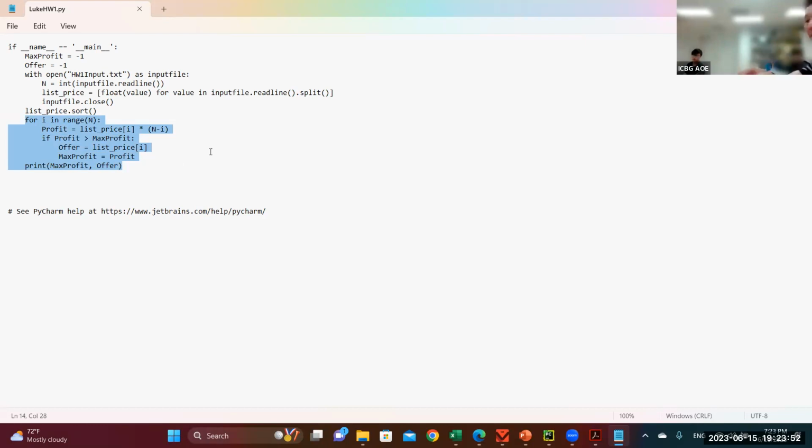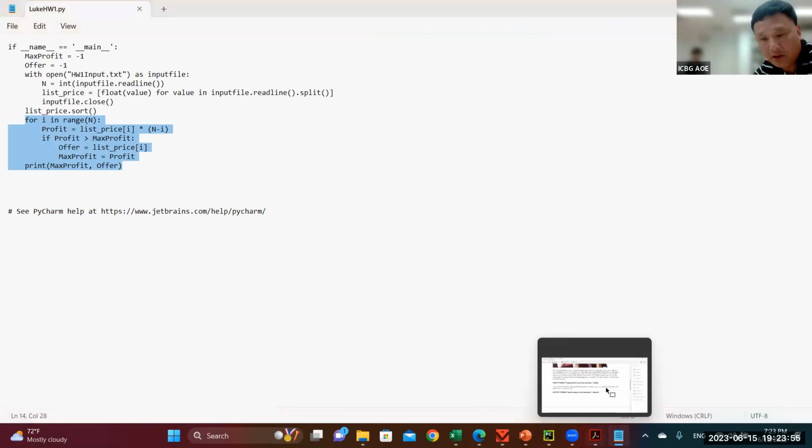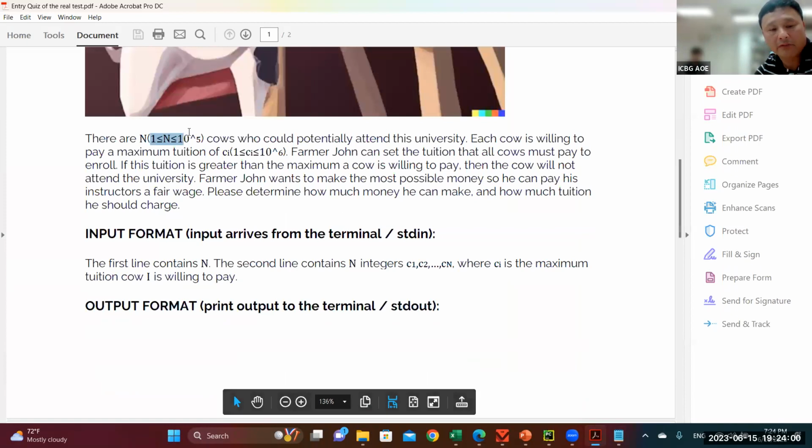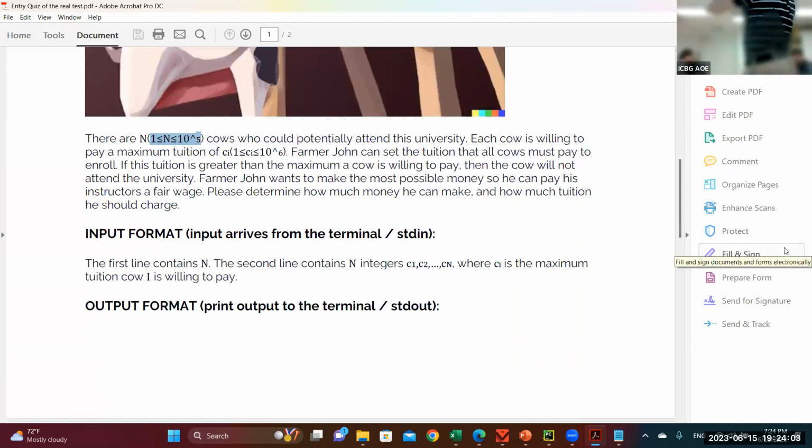Let me come back to the problem. You see the problem always says how many calls you can have? It's 10 to the power of 5, right? That means it's actually not a big number. So for the computer, it will usually be calculated very quickly. But still, you need to have the sense when you go to a competition like this. You want to use as few loops as possible to save the time for calculating.